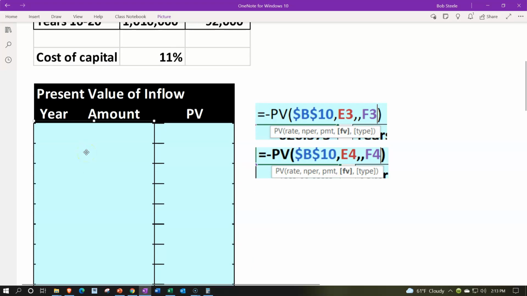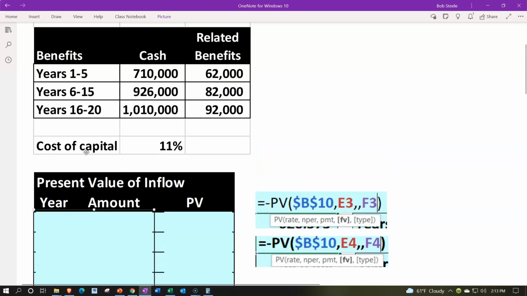So we're going to say there's a couple ways we can do this. Now, you note that we have the 1 through 5 and the 6 through 15, 16 through 20.